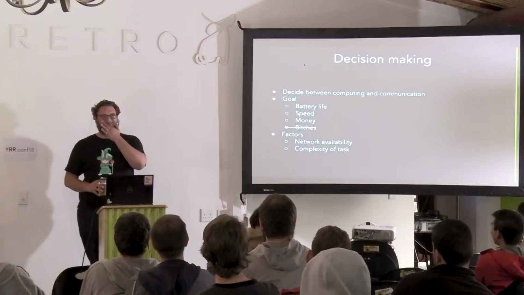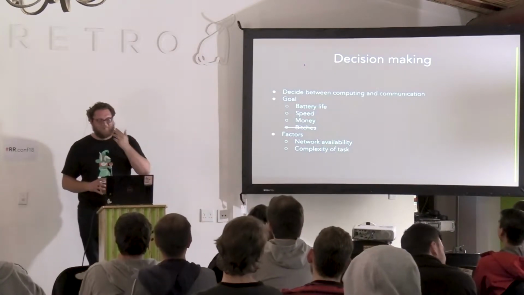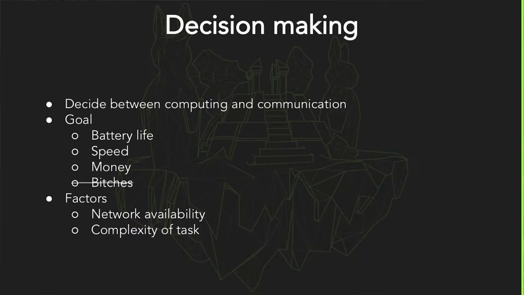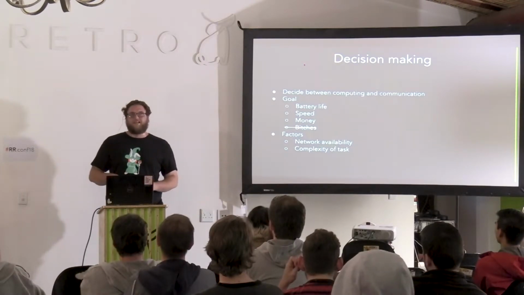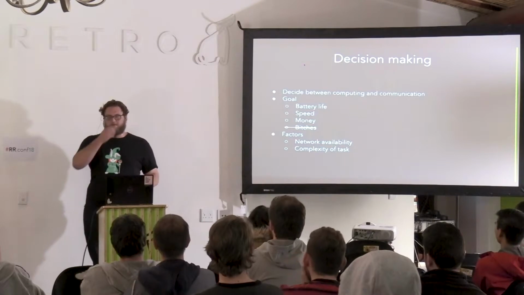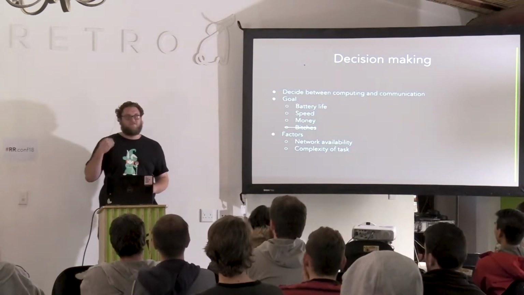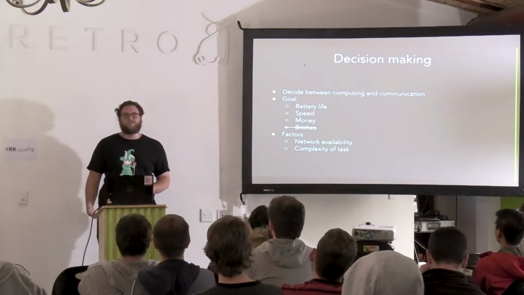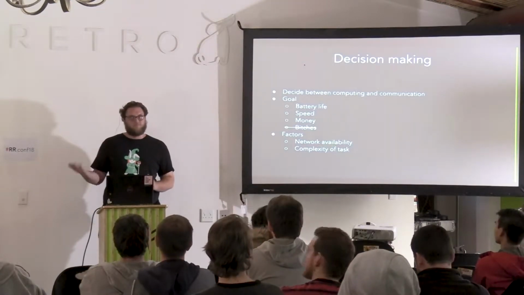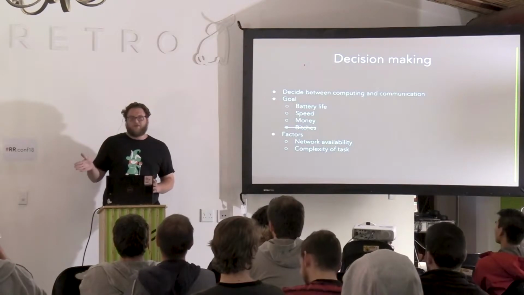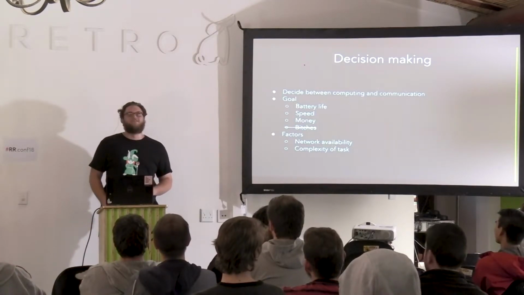Which brings us to decision making. You need to decide between computing and communication, depending on what your goal is. If your goal is to conserve battery life, you need to choose the option that uses the least amount of battery life. If your goal is to have this run as fast as possible, you choose the option that is fastest. And if you want the one that costs the least amount of money, you need to pick that one, obviously. I mean, all of this is pretty straightforward. Nobody's just ever done it, documented it.